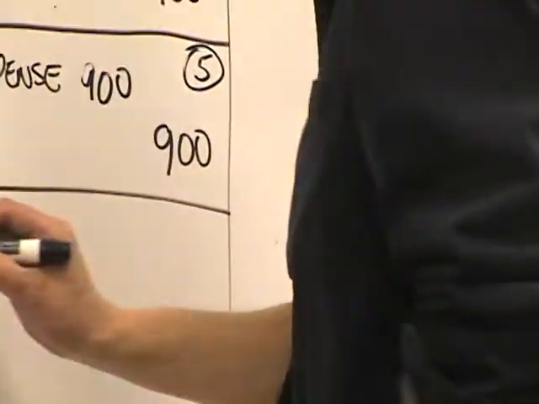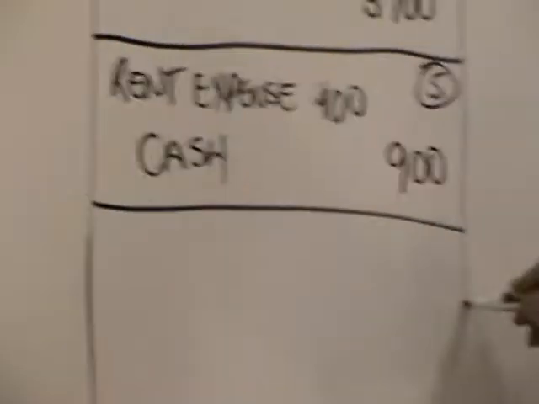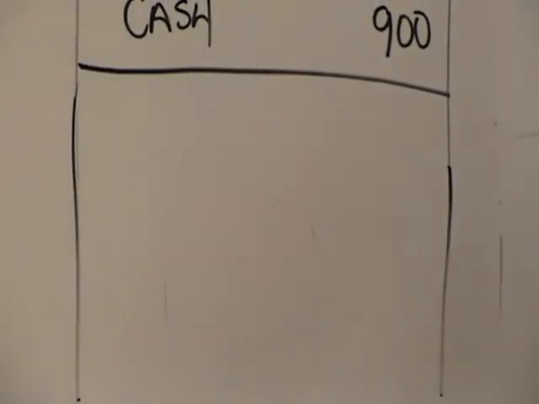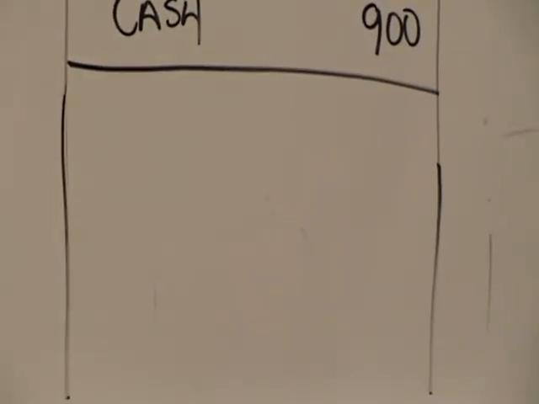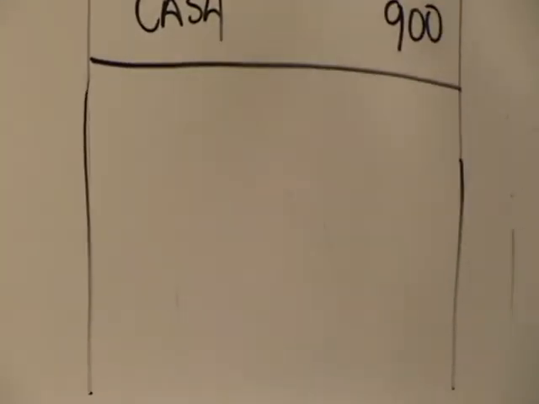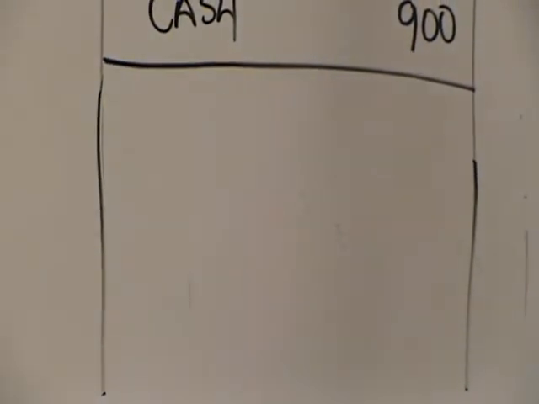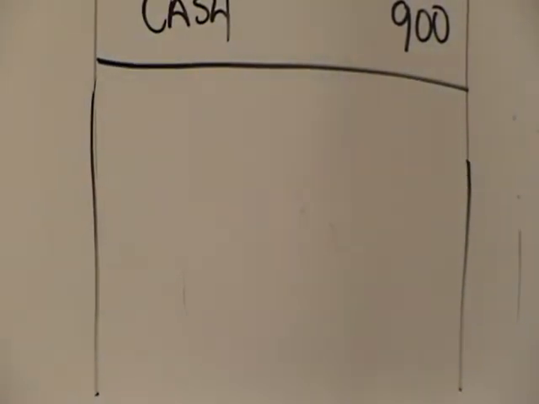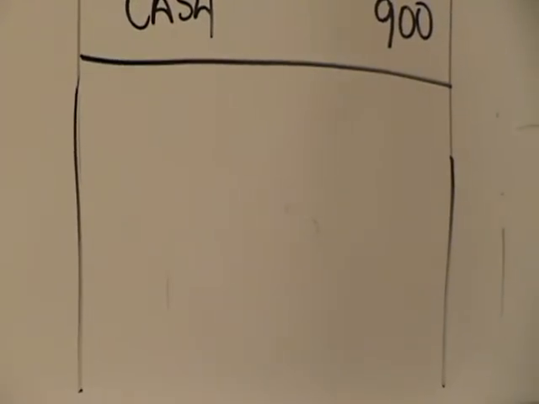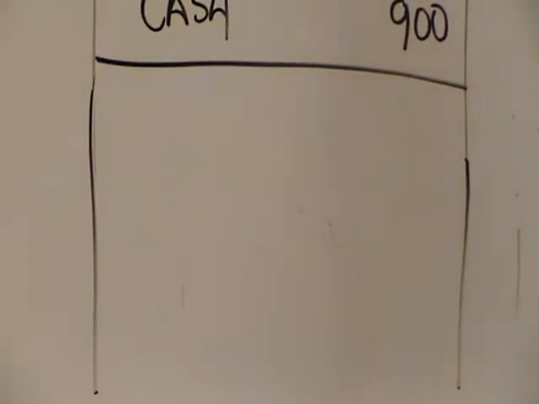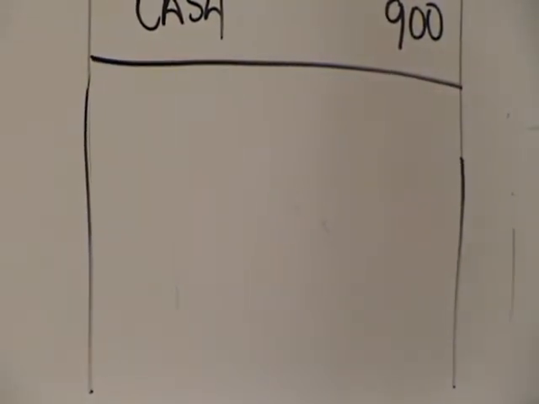Okay, entry 6. He journal posted. Read to us, Jigna. Paid $300 cash on account for office supplies purchased in transaction B. Now wait a second. Something's wrong with transaction B. It says paid $300 cash on account for office supply purchase in transaction B.